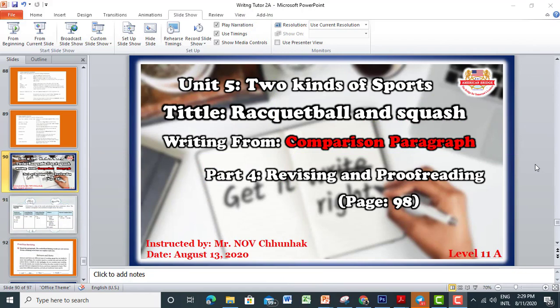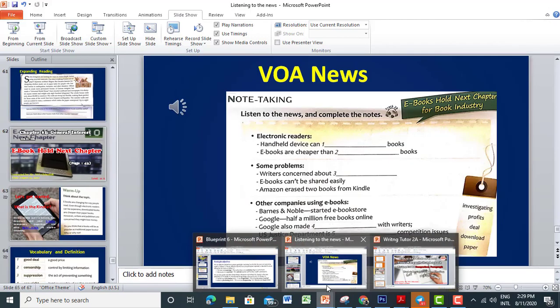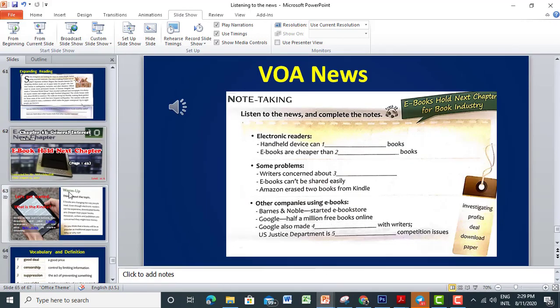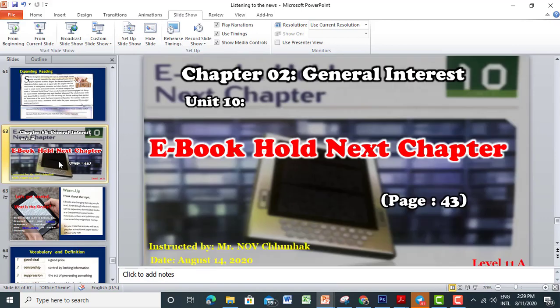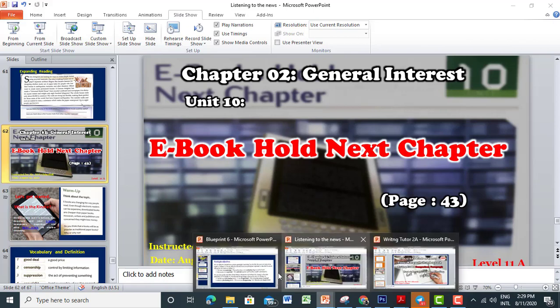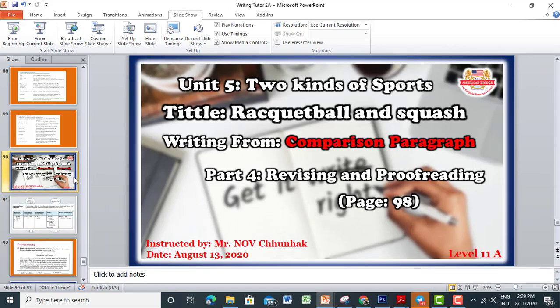And now we are going to study the writing section, the comparison paragraph, part 4, revising and proofreading, on page 98. Okay. So what did you study in the first section, everyone? You have studied listening to the news too, right? About the ebook, whole next chapter, right? And what we have discussed so far, we talked about the Kindle, right?